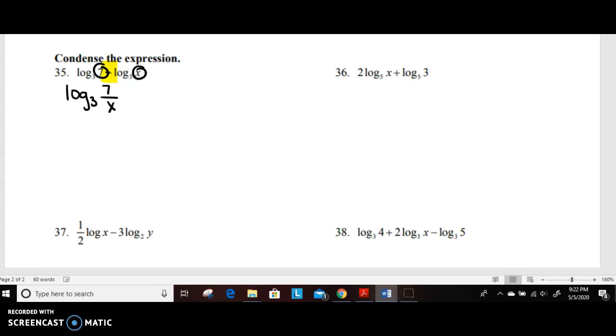All right, 36. I've got 2 log base 5 of x plus log base 5 of 3. Now you see that addition sign, so you should be thinking, okay, there's some multiplication going on here. But what about this 2 out in front? Well, remember that 2 walked across the log, and it could be placed up here to be an exponent. So I have log base 5 of x squared times 3.